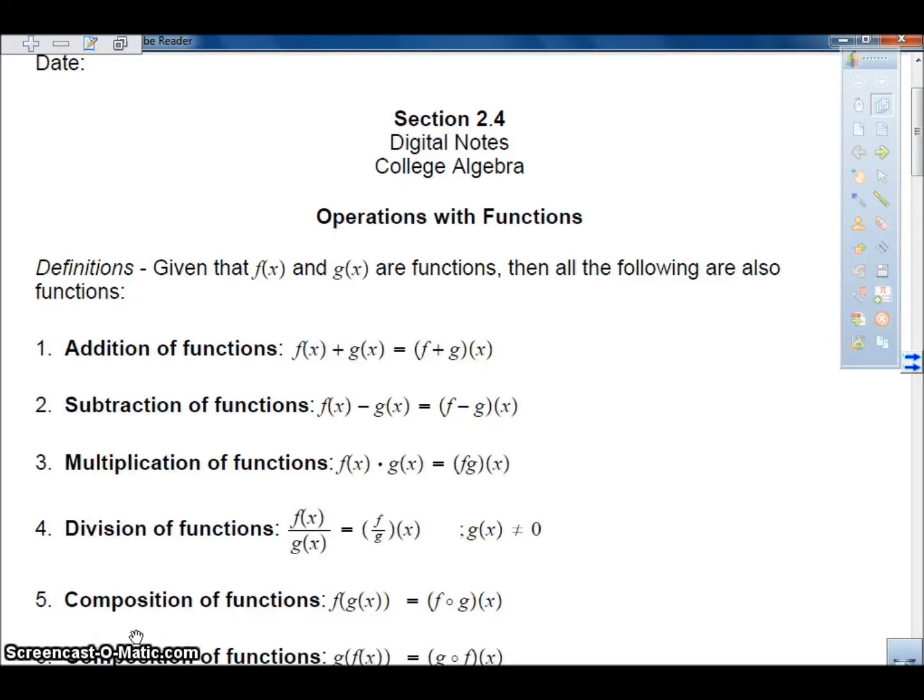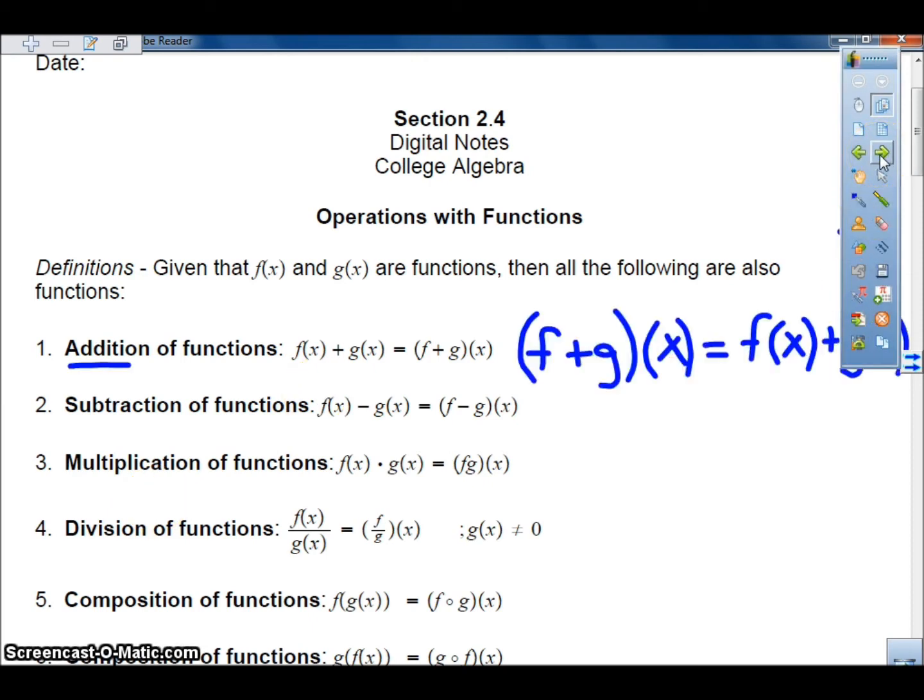Okay, in this section we're going to be looking at operations with functions. There are several different operations you can do with functions, similar to operations you do with numbers. So we're thinking of functions as a group of objects, just like numbers are a group of objects, and we want to know, what can we do with this group of objects? It turns out you can do with functions a lot of the same things that you can do with numbers. So for instance, you can add functions together.